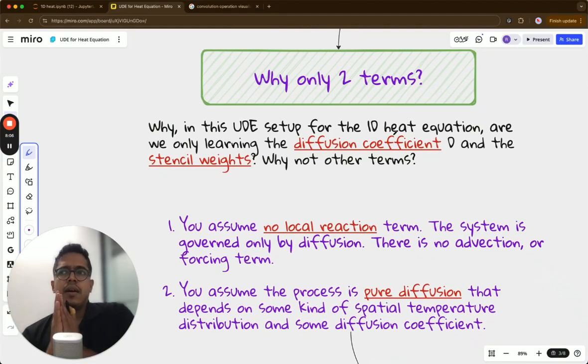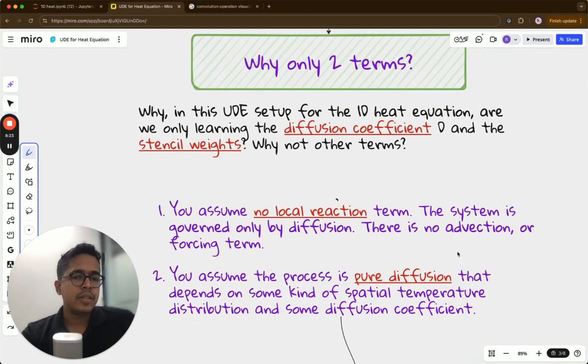So let's look at the phenomenon that we are exploring. It's a one-dimensional heat equation. We are already told that diffusion is the only thing that is happening. There is no local reaction term to produce heat or to consume heat. There is no advection. There is no forcing term. Maybe forced convection is not there. There is no radiative heat transfer loss or heat transfer gain.